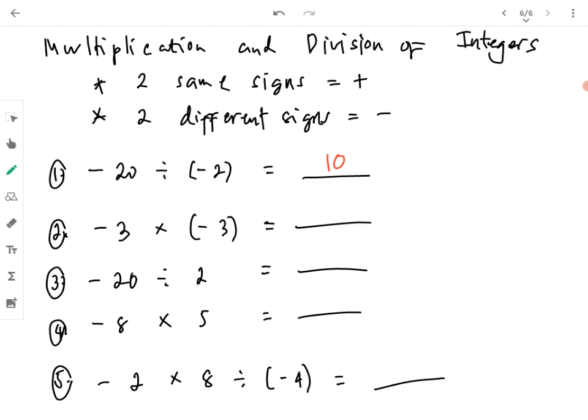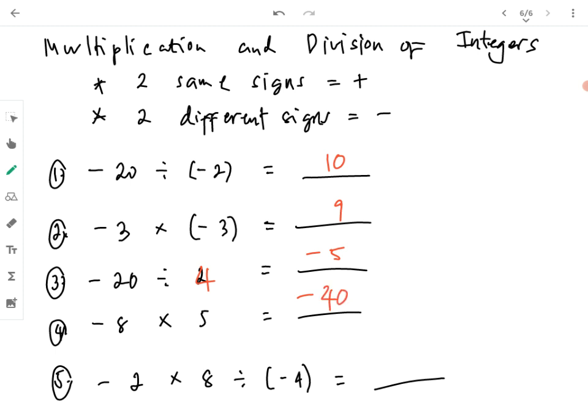Negative 3 times negative 3: 3 times 3 is 9. They are both negative, so the product is positive. Negative 20 divided by 4: 20 divided by 4 is 5. One of them is negative and one of them is positive, so they are different signs. That makes it negative 5. Negative 8 times 5: one of them is negative, one is positive, so negative 8 times 5 is negative 40.